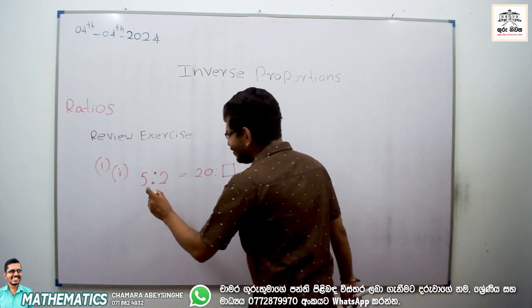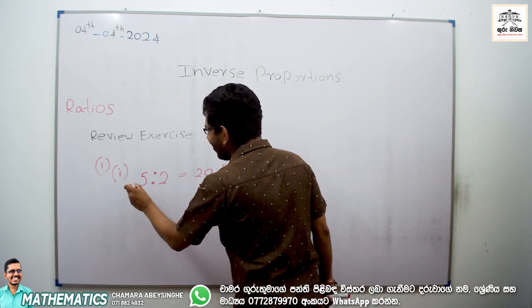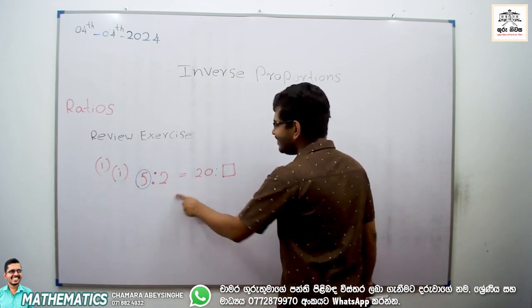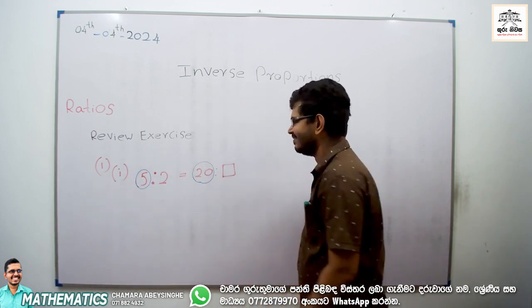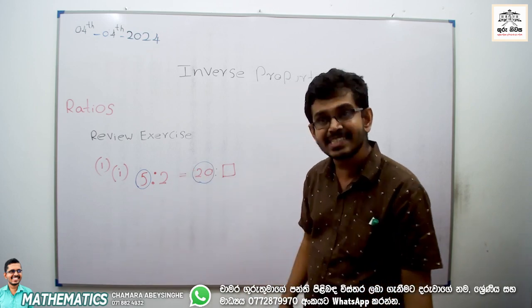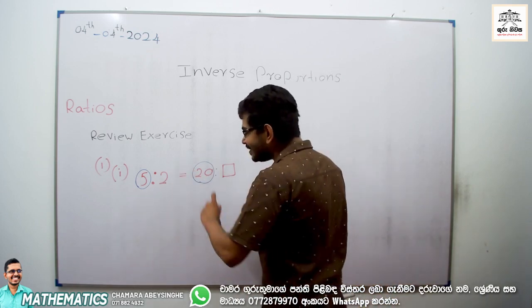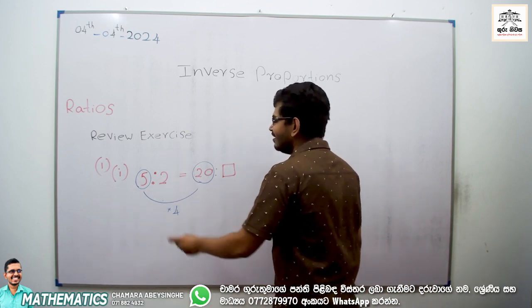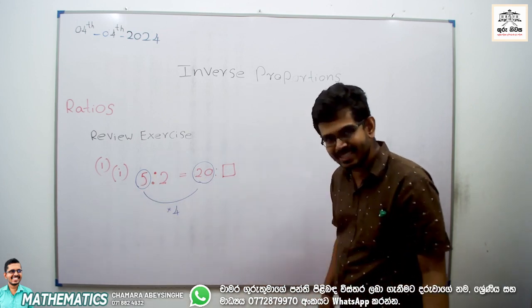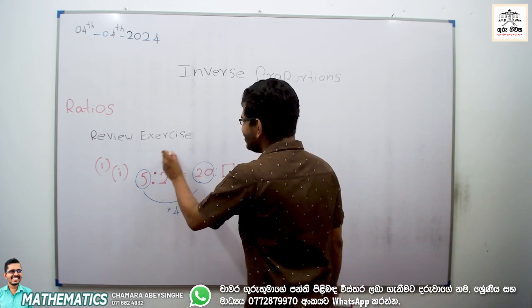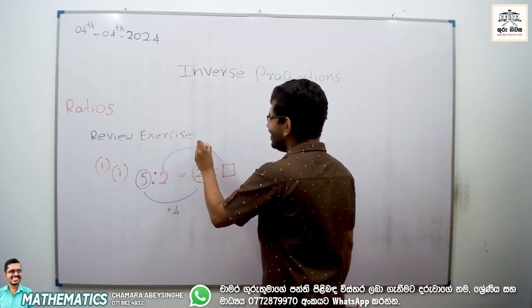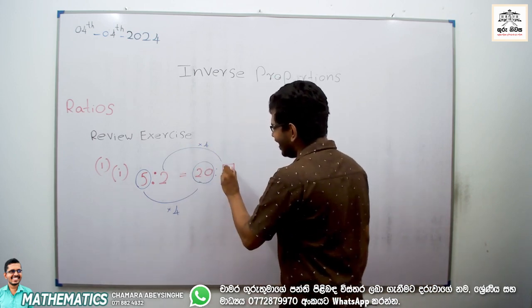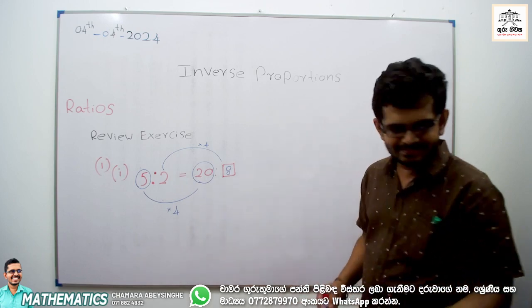Why? Because first term is 5 and this one first term is 20. And both are equal. 5 we should multiply by 4. 5 times 4, 20 is created. So 2 also we should multiply by 4. 2 times 4, 8. No problem.